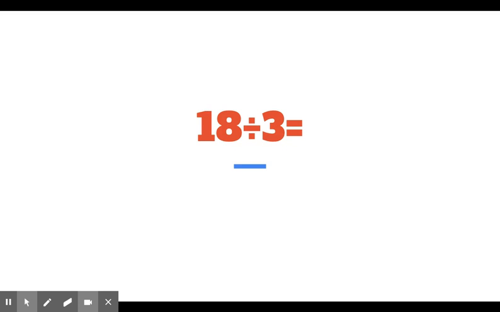18 divided by 3 is 6. 6 times 6 equals 36. 72 divided by 9 equals 8. 4 times 7 is 28. 36 divided by 9 equals 4. 10 divided by 2 is 5. 36 divided by 6 equals 6.